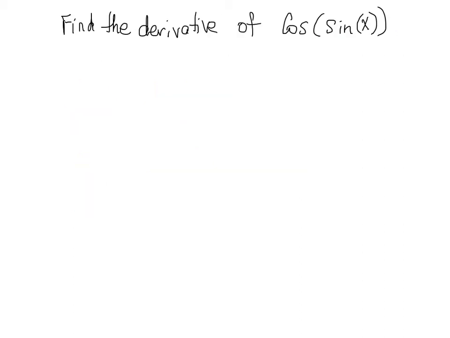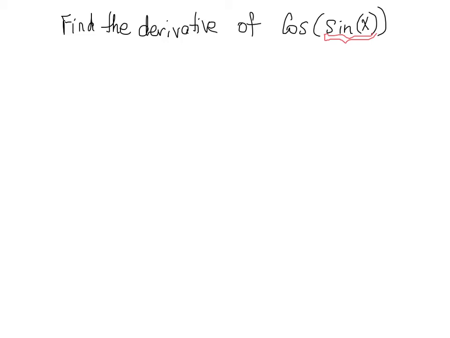Okay, so this one may look a little scary, but it's actually the same exact rule. We have a function within another function. So if I had a highlighter, again, I would highlight the function that's inside, which is my sine x. And then I would go ahead and differentiate the overall function, treating this highlighted part as if it's just a regular variable, it doesn't change. So when we differentiate cosine, we get negative sine.